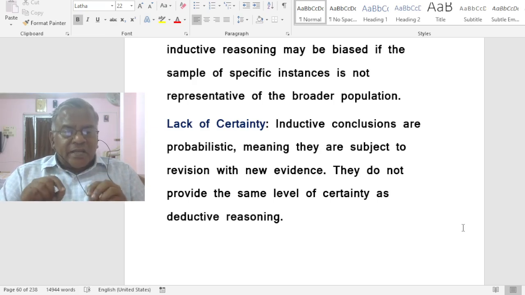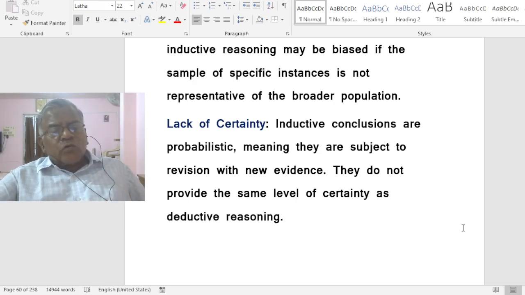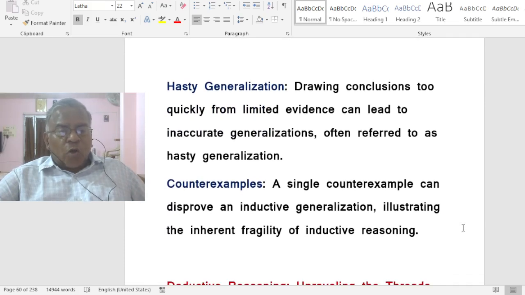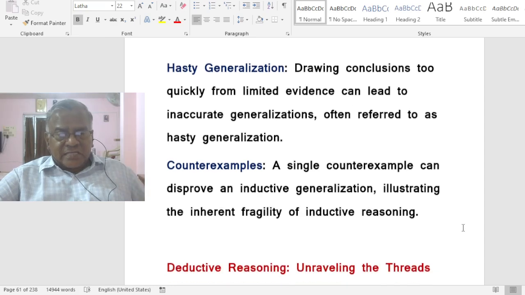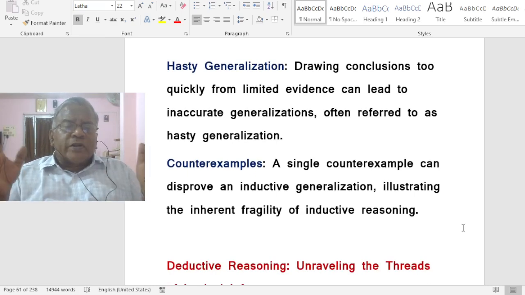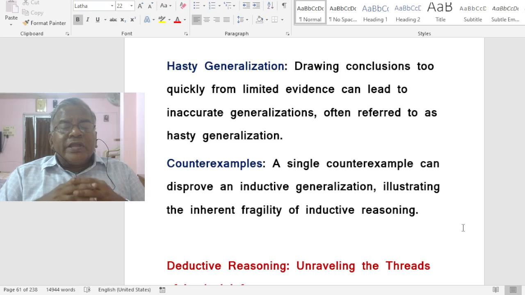Lack of certainty. Inductive conclusions are probabilistic, meaning that they are subject to revision with the new evidence. They do not provide the same level of certainty as deductive reasoning. Then hasty generalization. Another drawback in inductive reasoning is hasty generalization. Speed. Very quickly you come to a conclusion. Drawing conclusions too quickly from limited evidence can lead to inaccurate generalizations, often referred to as hasty generalization. Very important concept.